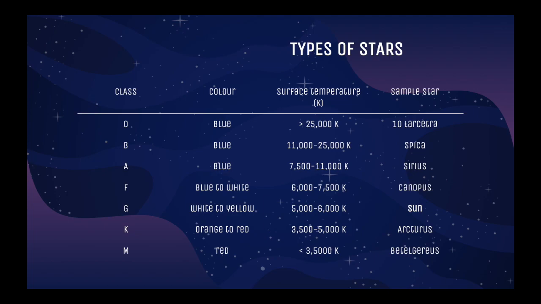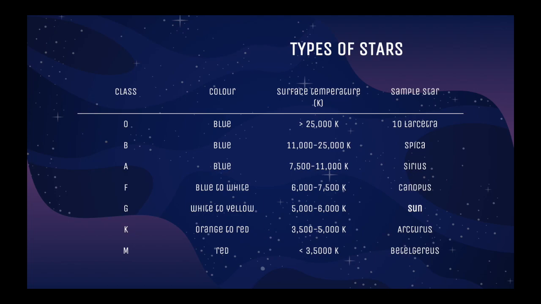The next class of stars is the F stars, which have a color of blue to white and a surface temperature of 6,000 to 7,000 Kelvin. An example is the Canopus star. This star has a concentration of calcium absorption and metallic lines becoming noticeable.